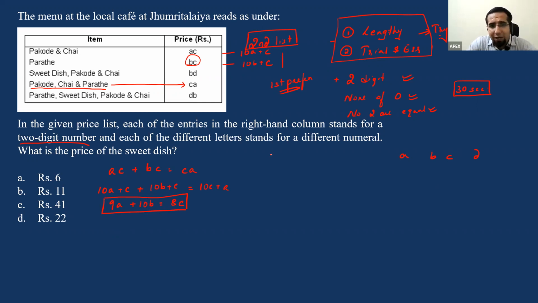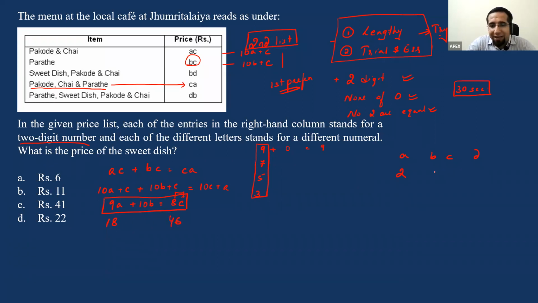Any odd multiple of 9, if you observe: 9 into 1 ends with 9, 9 into 3 ends with 7, 9 into 5 ends with 5, 9 into 7 ends with 3. Now, no multiple of 8 ends with these numbers, because a number ending with 9 plus a number ending with 0 will be a number ending with 9, and my right-hand side is a multiple of 8. So no odd value of A. Let's go with 9 twos. 9 twos is how much, guys? 18. Does a multiple of 8 end with 8? Yes, 8 sixes are 48. Let me write 48 here.